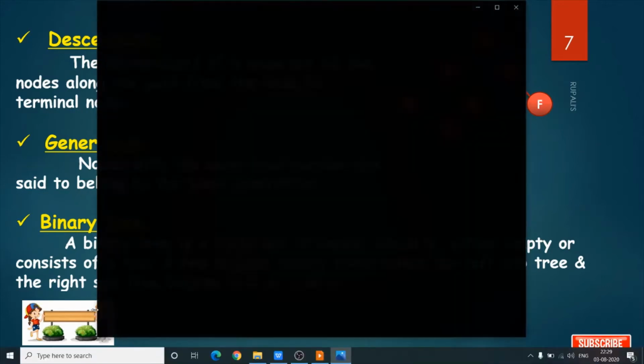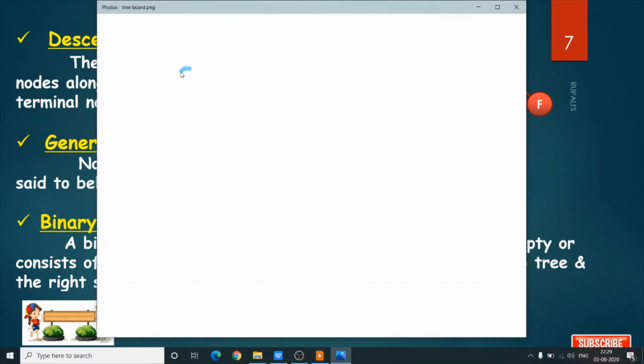Now, see this example. Is this a binary tree? Only a single node. What is the degree of this node? Degree of this node is 0. So, it is a binary tree. Now, is this a binary tree? What is the degree of this node? It is 1 and it is 0. So, it is a binary tree. Is this a binary tree? The degree is 1 for this node and for this node it is 0. So, this is a binary tree.